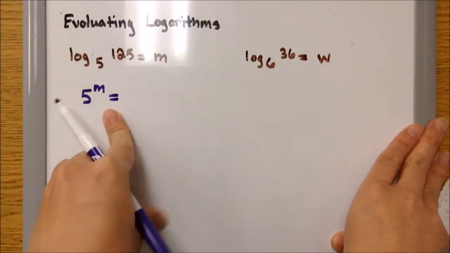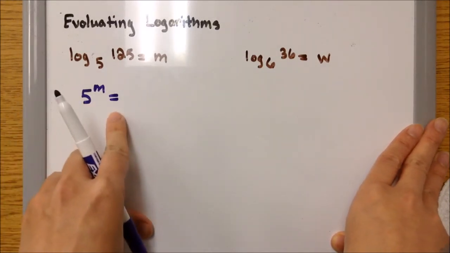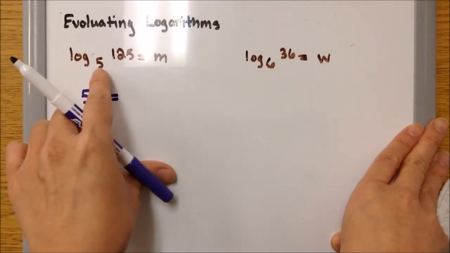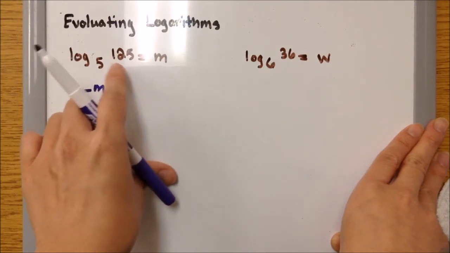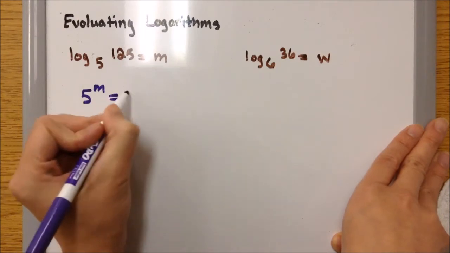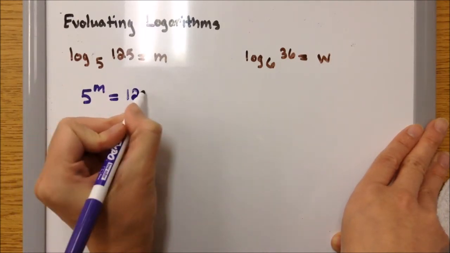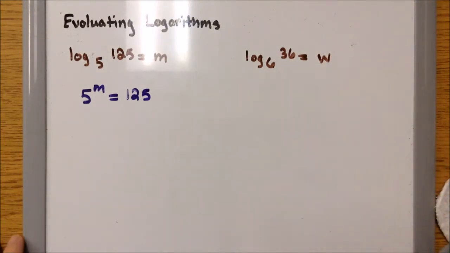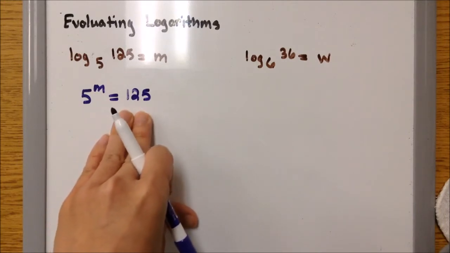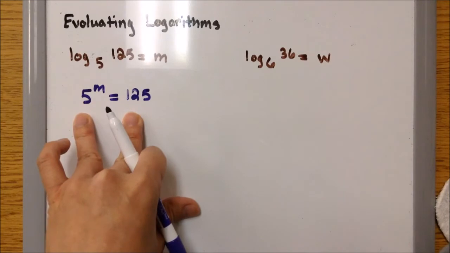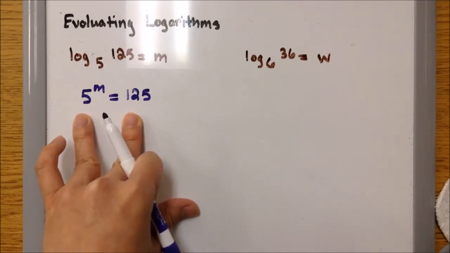equals, now this is our exponential, so whatever our exponential equals is what was next to the log. Log base 5 was next to 125, so that's what our exponential form is going to equal. So 5 to the m power equals 125. Now, from memory, I know that we can convert 125 into a lower common base, or same base, and that same base would be 5.